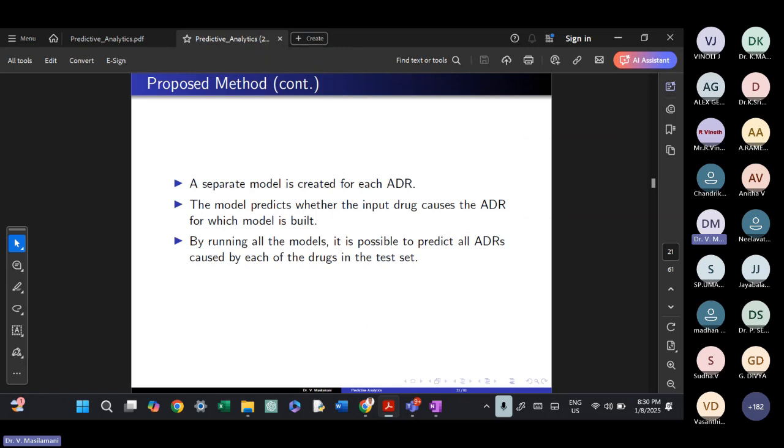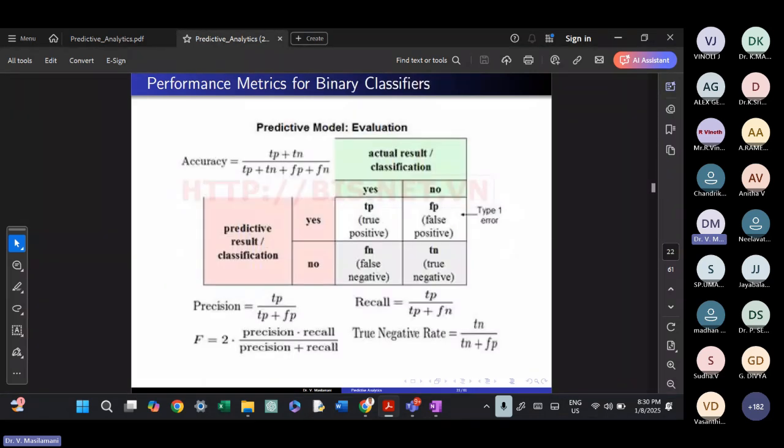So a separate model is created for each area, right? And suppose there are 100 areas in a data set, 100 models are created. That is one of the drawbacks of this method. Although the accuracy, precision, recall, AUROC score are all good, separate models are required. That is a big issue. And you need to run all the models separately.